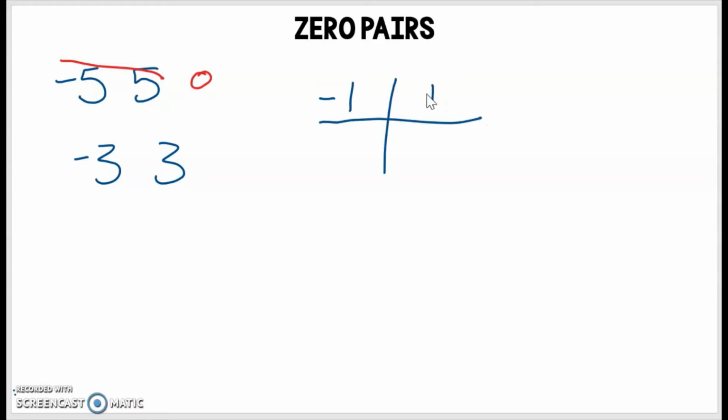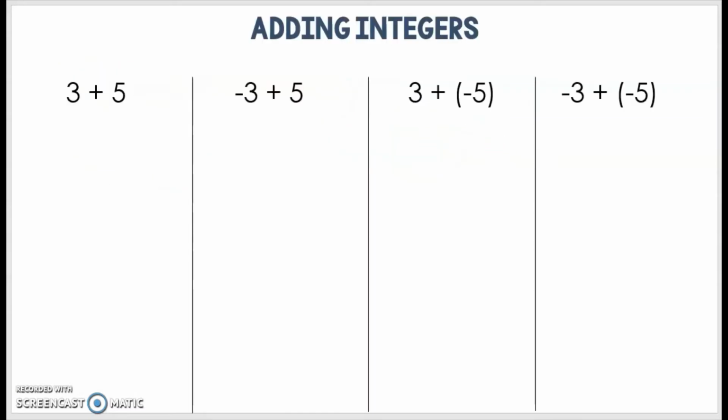To represent those, I'm just going to use a negative and a positive. So I have a negative and a positive, which is a zero pair. When I add them together, they're going to cancel out and give me 0. So let's use this concept to add integers.